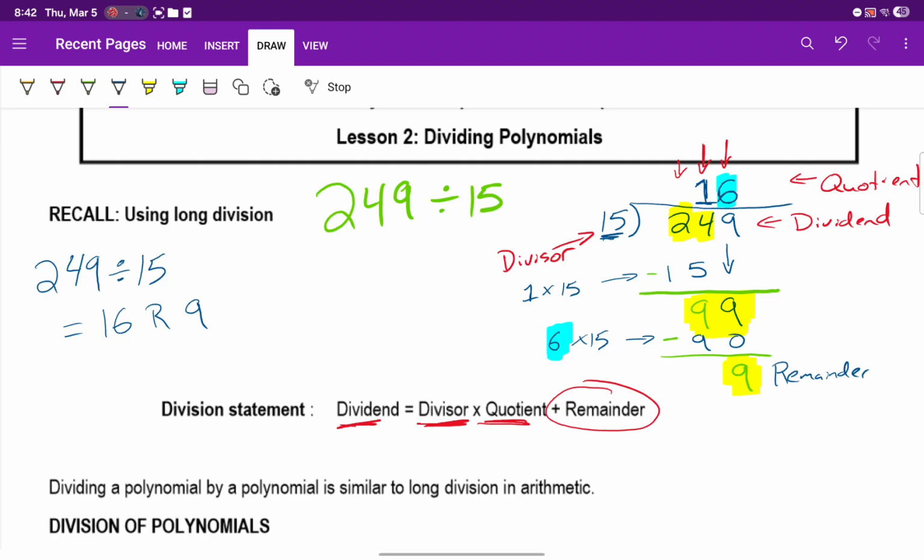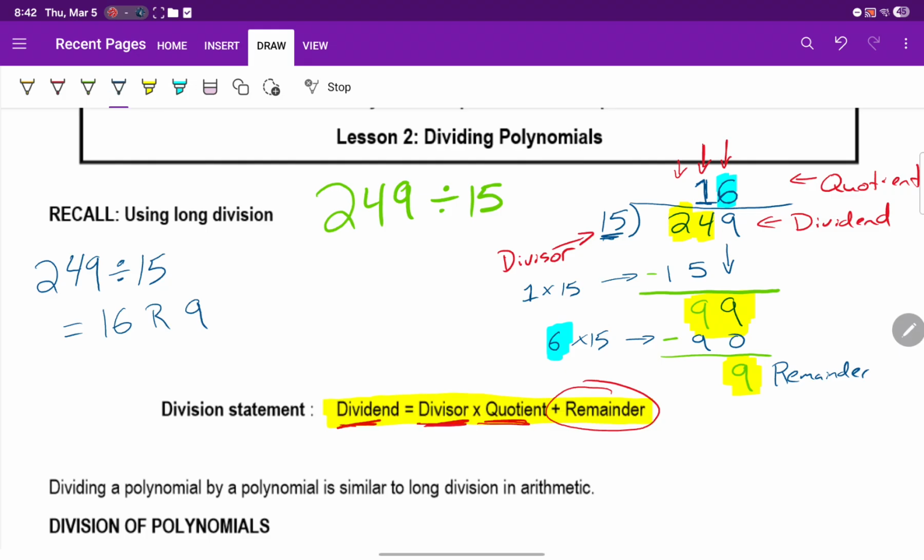Now, what we can say now is we can actually write this in a formal division statement. And our division statement is written out here for you. Typically I'll ask you a question like this, and I'm going to be asking you to write out your division statement. And then as we go further in this unit, you're going to see why the division statement is important.